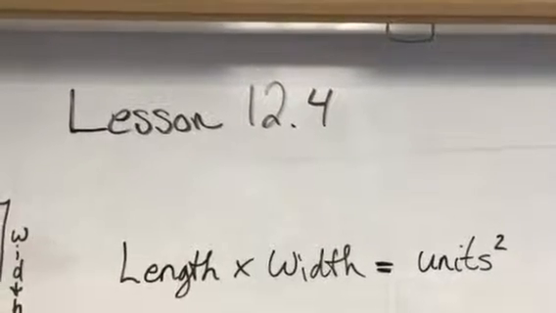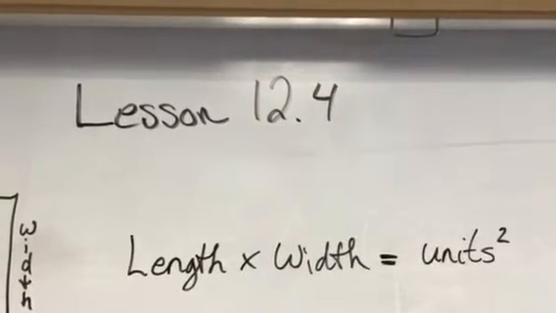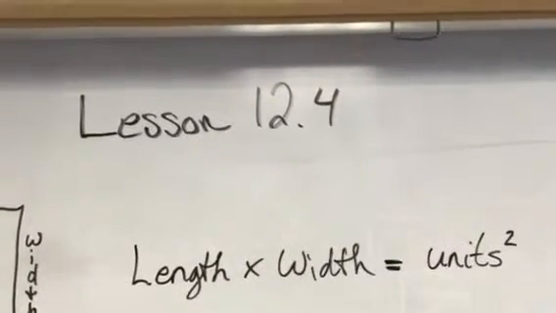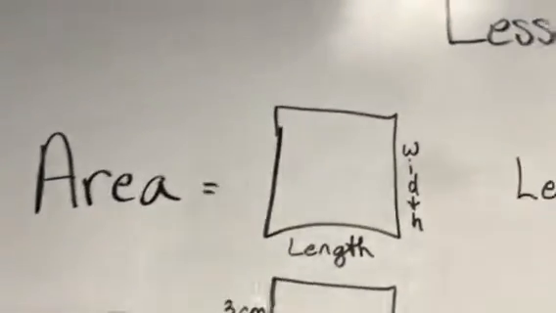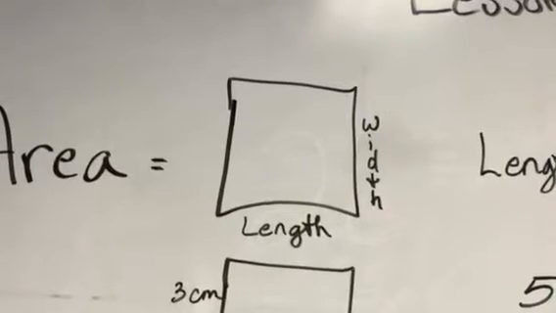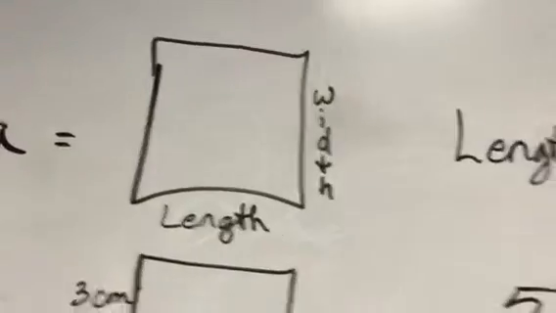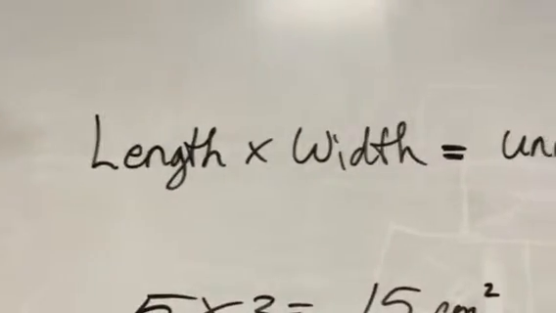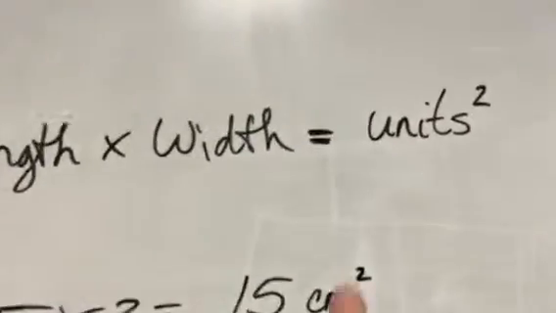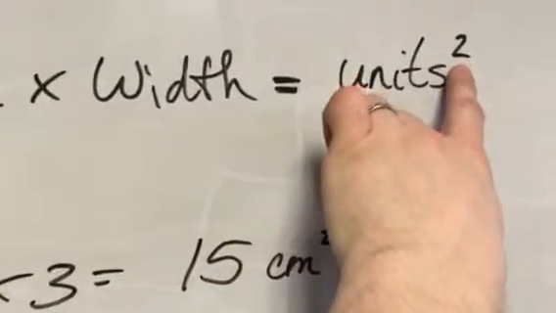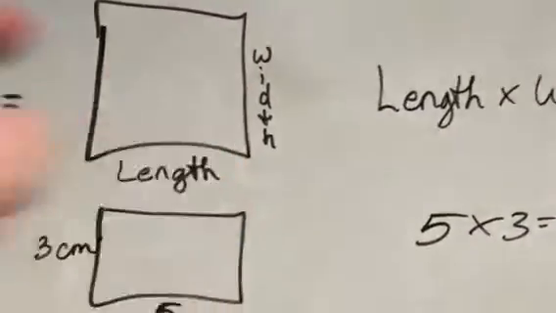In lesson 12.4, we're going to take area to the next level, maybe the next dimension, and look at it as volume. So let's refresh what area was. Area was a flat two-dimensional surface that has a length and a width. We find out how to calculate the area by taking length times width, and we get units squared, or square units. This exponent tells us that we're dealing with two dimensions, length and width.